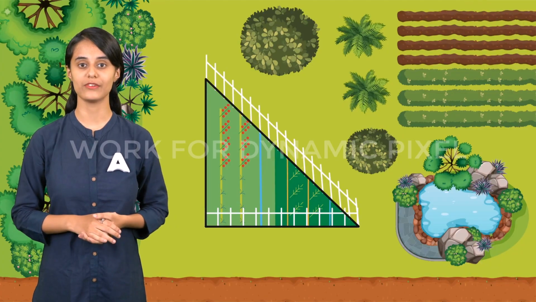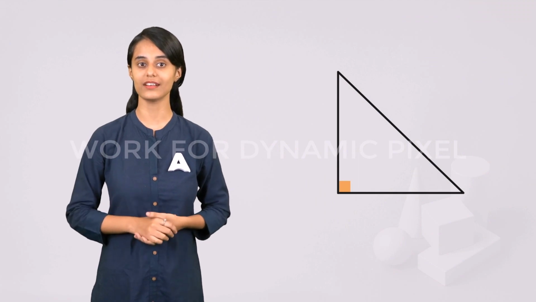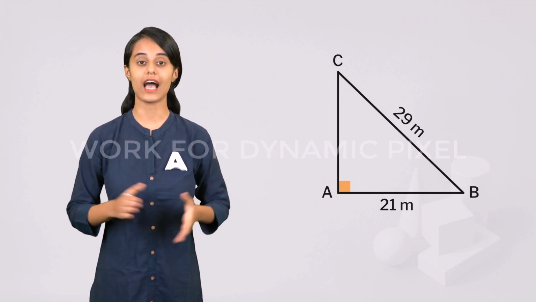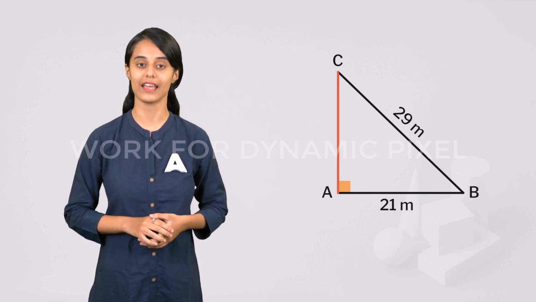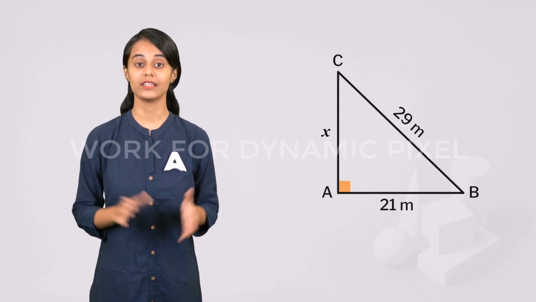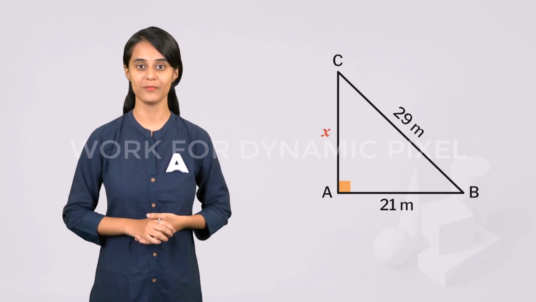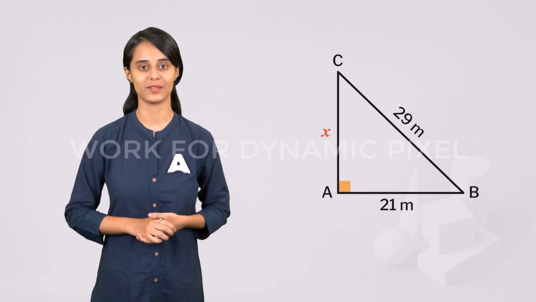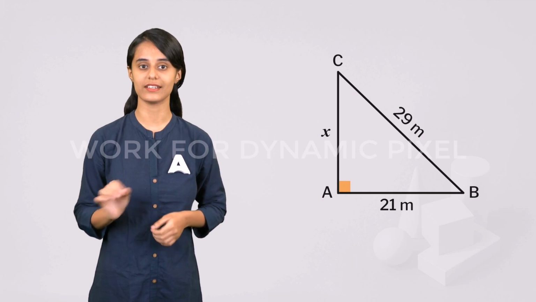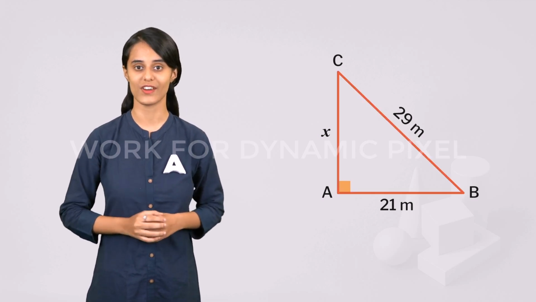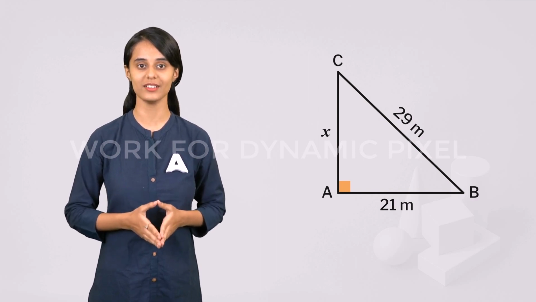The shape of the farm resembles a right-angled triangle. Let's name this triangle ABC, with angle A being the right angle and the length of the side AC being x meters. Now to find the value of x, we apply the Pythagoras property on this triangle and see what we get. But before we proceed, we need to identify the hypotenuse of this triangle. Can you identify the hypotenuse in this triangle?